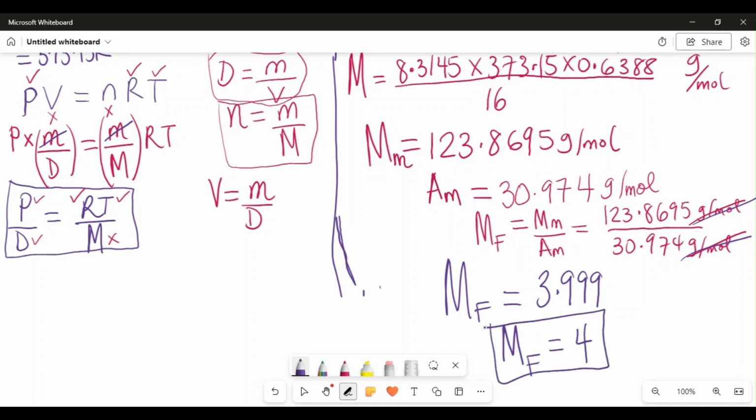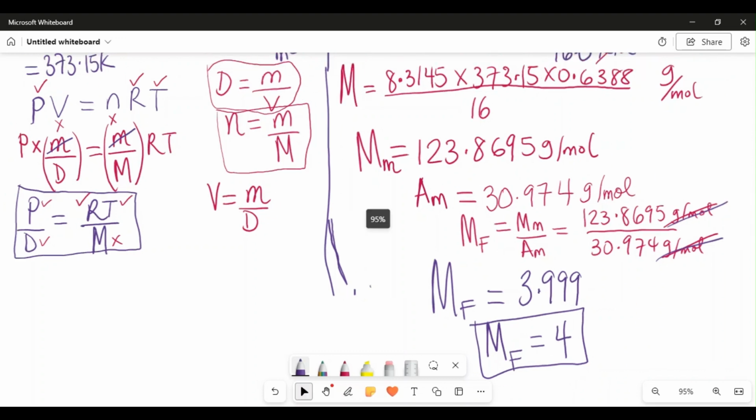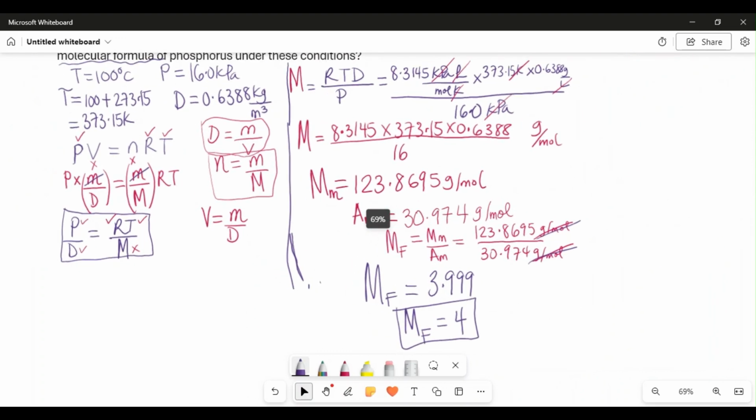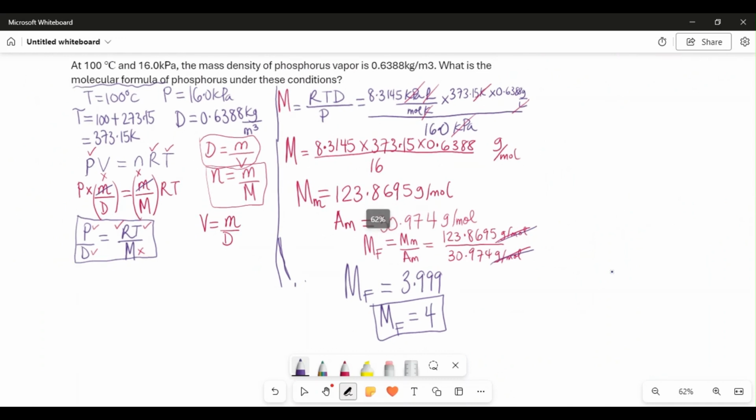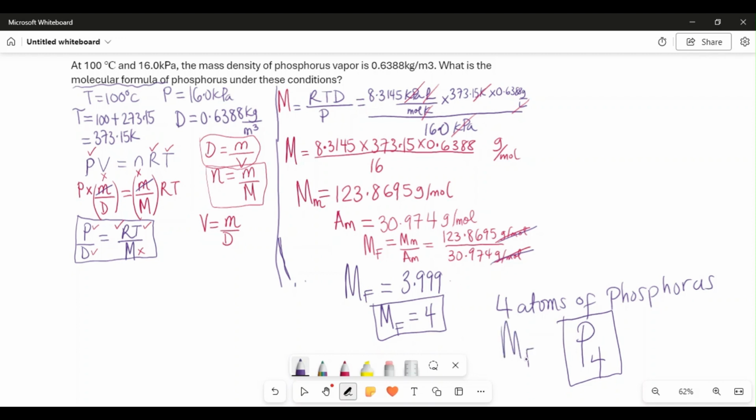So what this question is asking is, what is the molecular formula of phosphorus vapor under the conditions given? That means we're going to have 4 atoms of phosphorus for this question, and that is the same thing as having P4. So the molecular formula is P4. So the molecular formula for this question is P4. So that is how you solve this question.